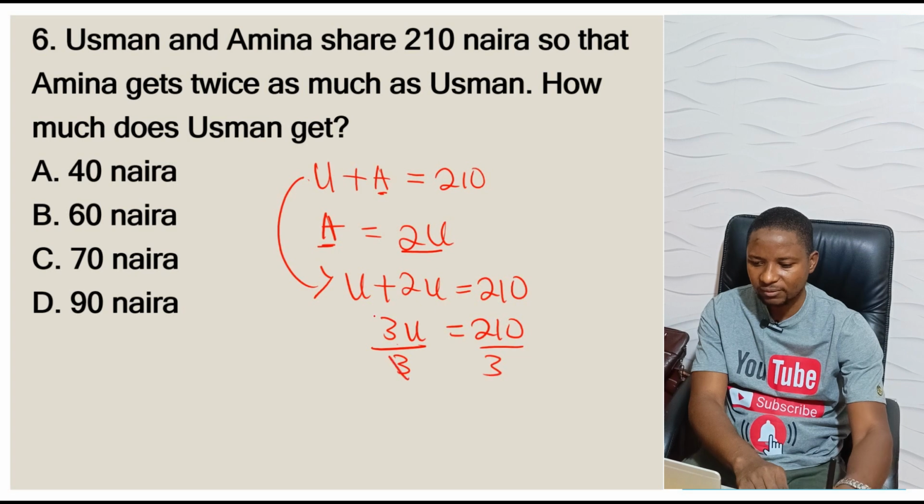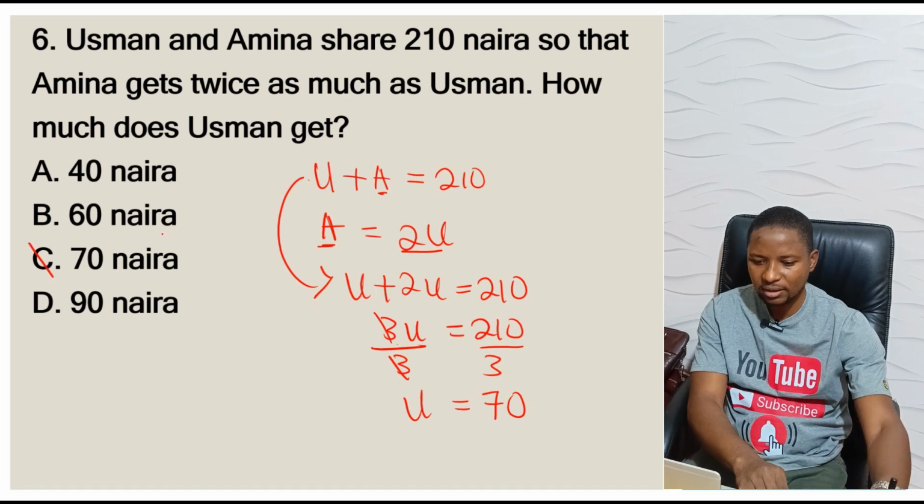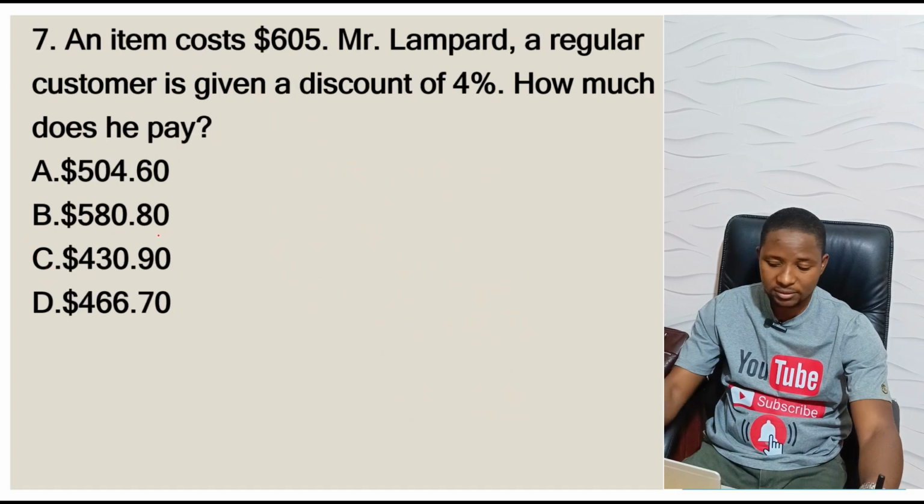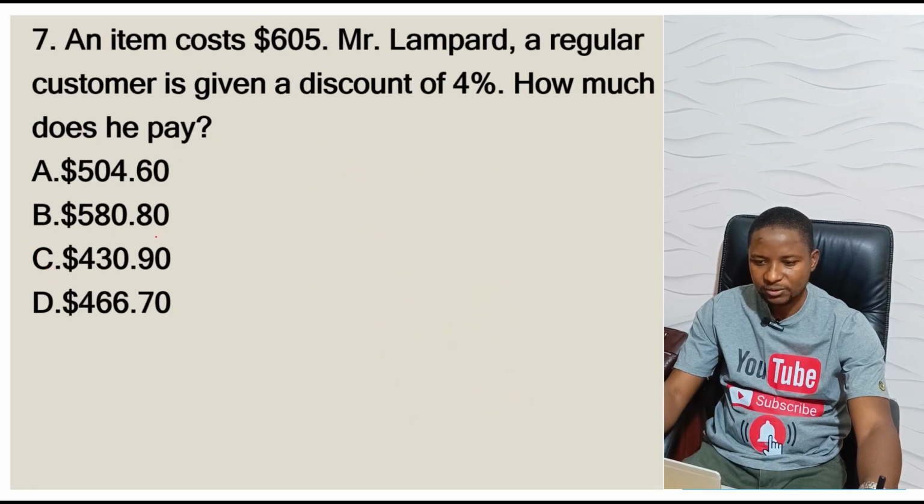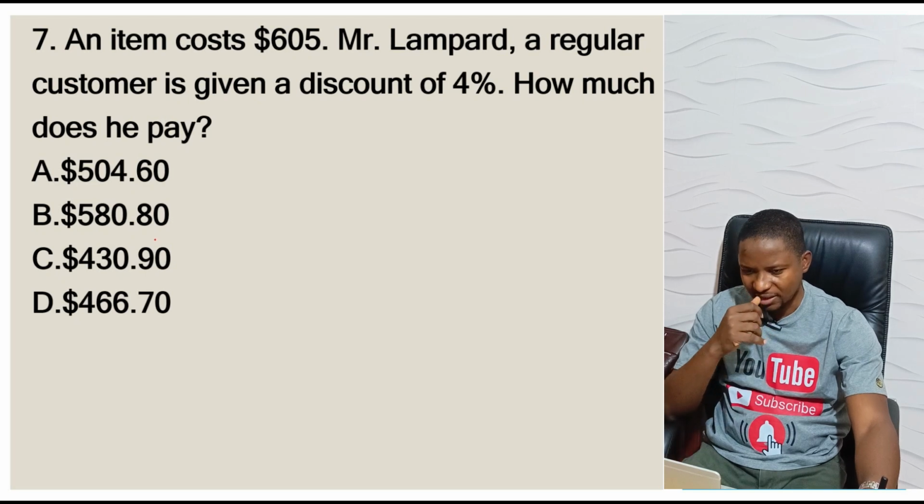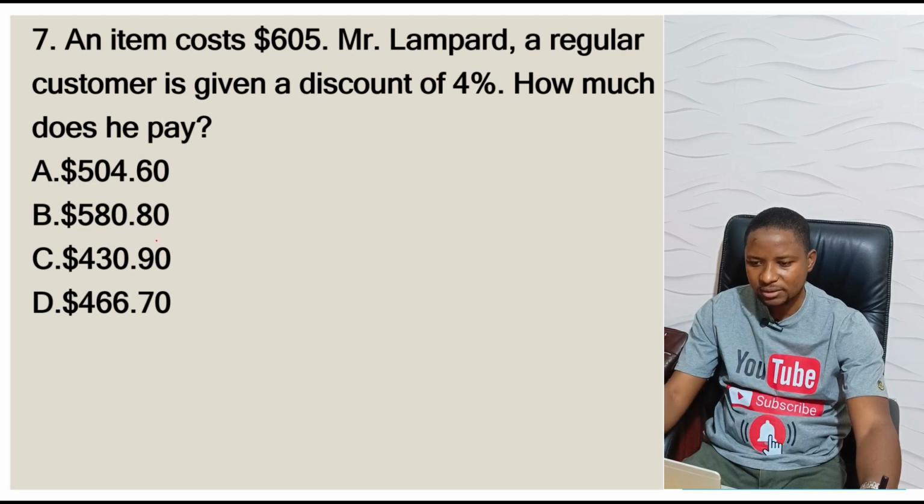Divide both sides by 3, and 3 cancels 3, and you have U equal to 70 naira. And that's option C. Moving on to question 7. An item costs $605. Mr. Lampard, a regular customer, is given a discount of 4%. How much does he pay?